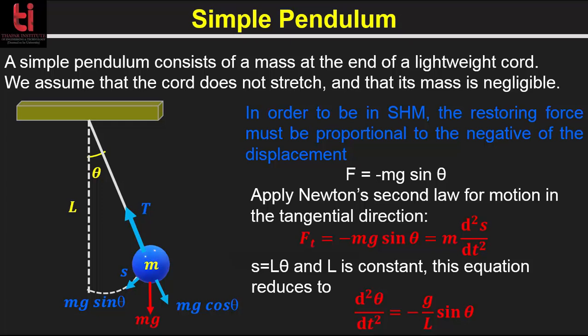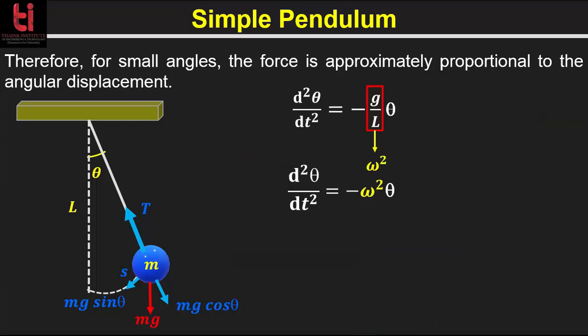Now s is equal to L into theta, where L is the length of the rod, and this is actually constant, and this equation reduces to d2 theta by dt2 is equal to minus g divided by L into sine theta. And g is actually the gravitational acceleration. So now this equation does not have the same form as the equation of simple harmonic motion, as we have sine theta on the right hand side instead of theta.